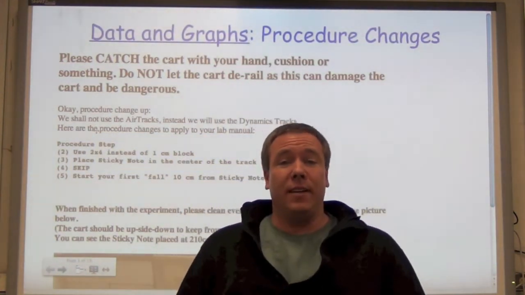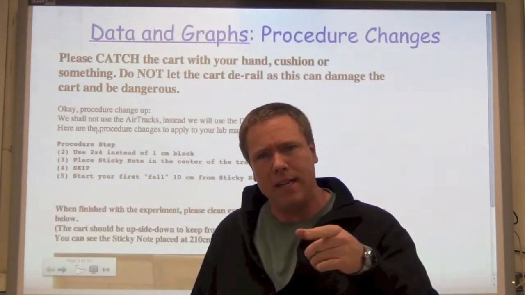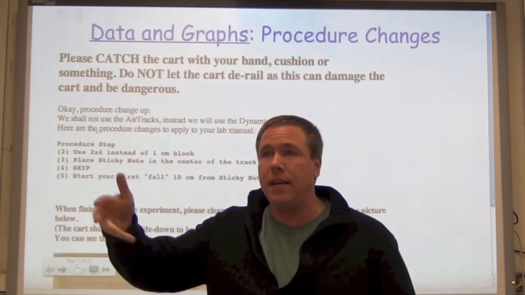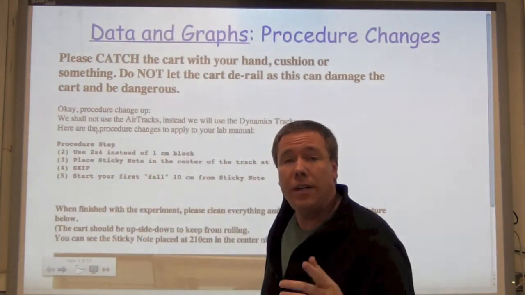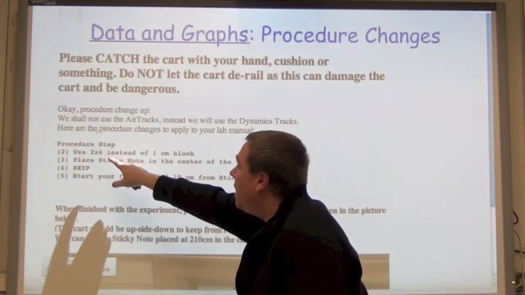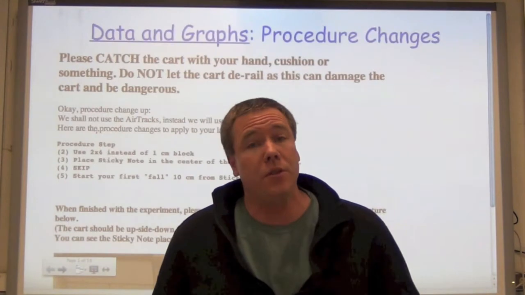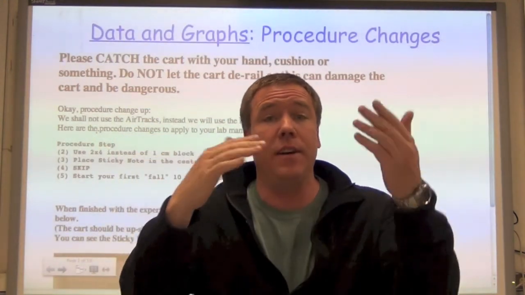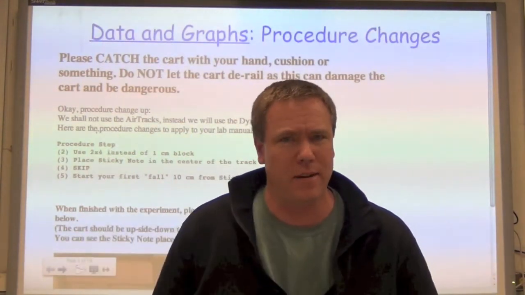What we have today at the beginning is just a discussion about some changes that might need to occur in your lab manual. We are working on updating the lab manual, but in case that hasn't happened yet, we need to change some things. On procedure step 2, it says use a 1 centimeter block. It should be a 2x4. So you'll want to scratch that out and say 2x4. If it already says 2x4, then just go like this for the next few minutes, because I'm going to talk about a couple other changes.